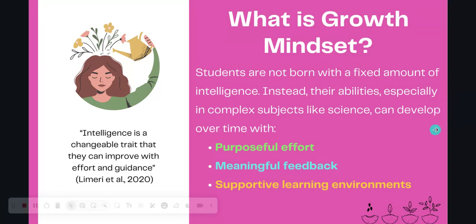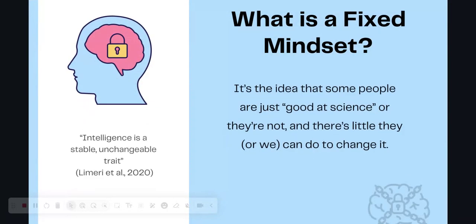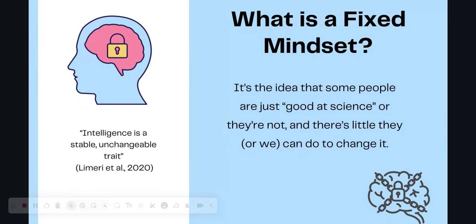Now on the other side, we have a fixed mindset. So a fixed mindset, according to Limry, intelligence is a stable and unchangeable trait. Now, a fixed mindset suggests that students are either good at science or they're not. And there's little that they or we can do to be able to change that. Now, one of the most important things for this is we need to shift the narrative. So our job as educators is to disrupt this mindset by showing that ability in science is not fixed, but rather it's developed over time and with practice.